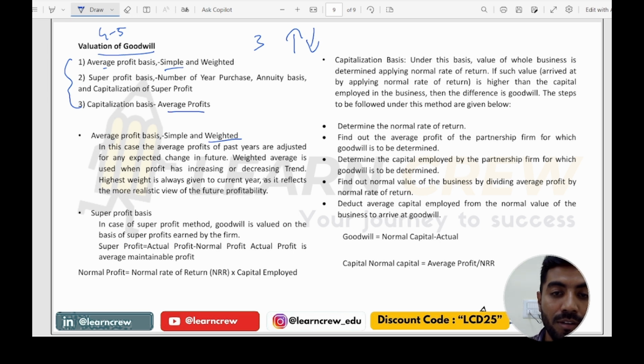Okay. So weighted average is to be used only when there is an increasing or decreasing trend. Otherwise, you'll always have to use the simple average method.